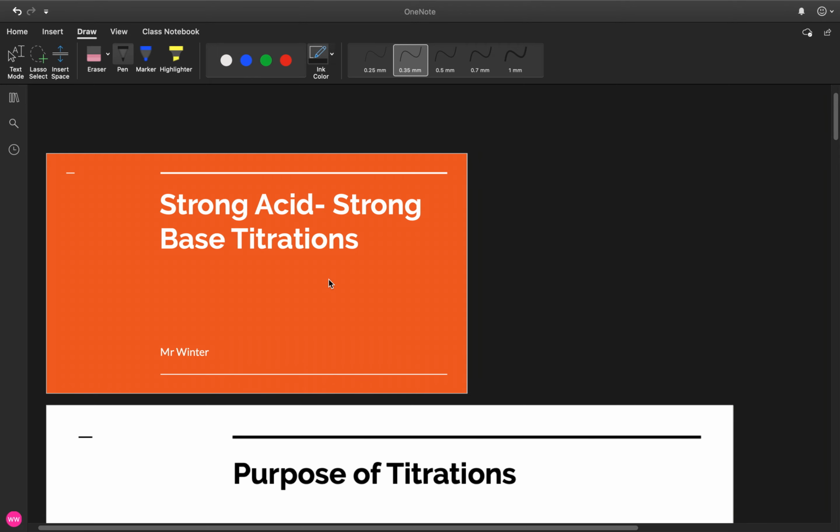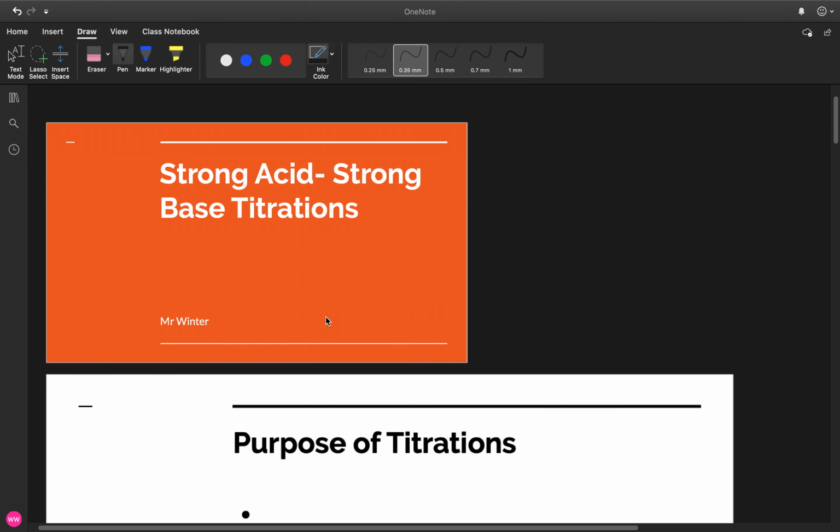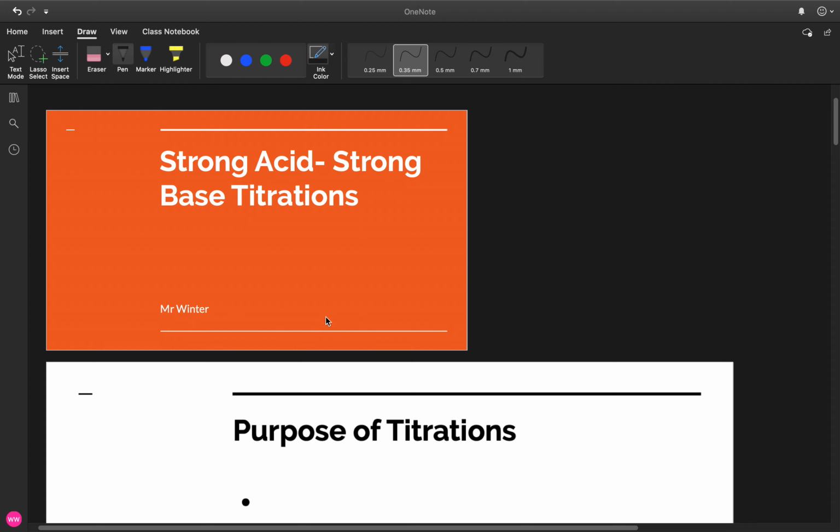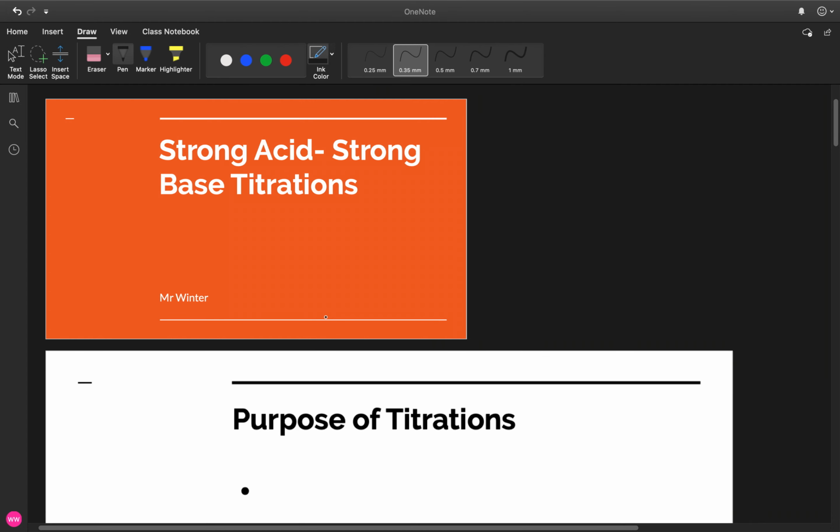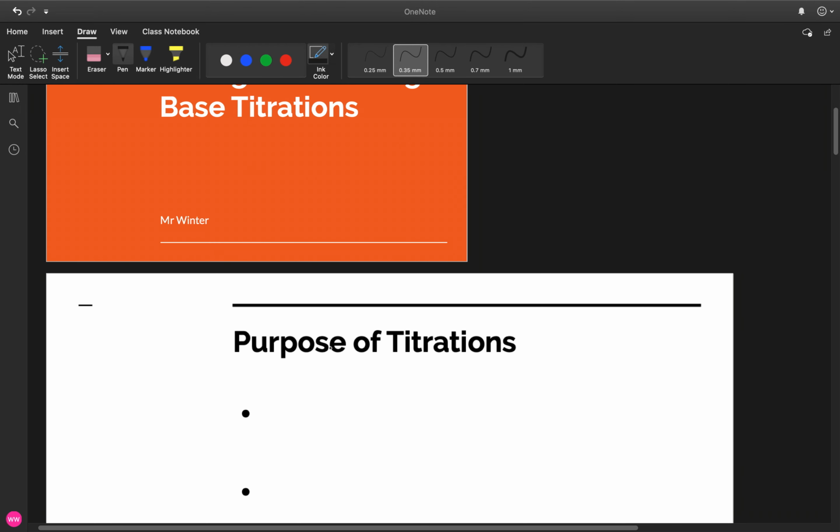Today, we're going to be talking about strong acid, strong base titrations. First off, a titration is going to be using an acid or base of known concentration to determine the concentration of an unknown acid or base. So let's go ahead and get started.